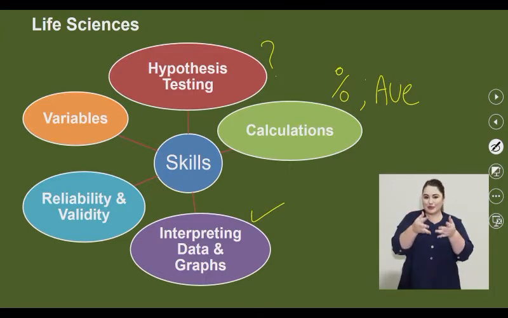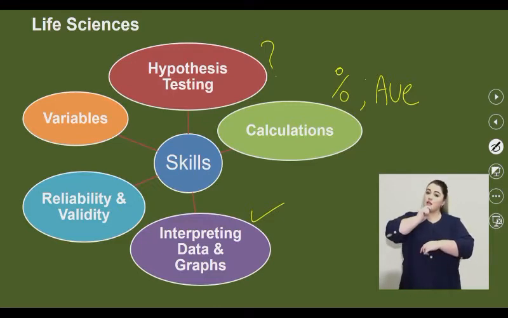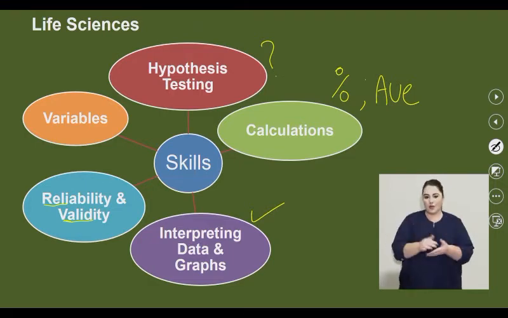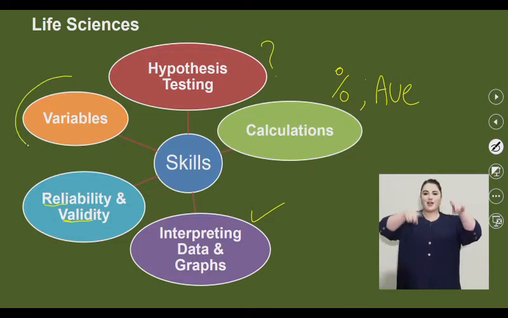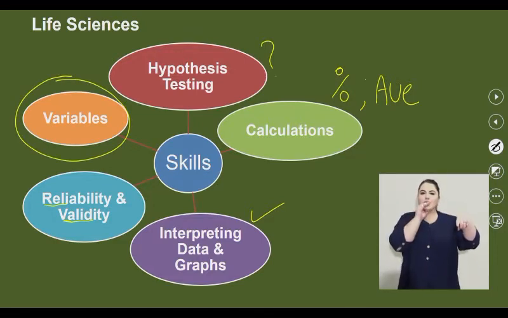Then, when you do an investigation or an experiment, it has to be reliable and it has to be valid. But what's the difference between the two? We'll be looking into that. And whenever we do science, you always hear about the variables. What are we talking about when we talk about different variables?